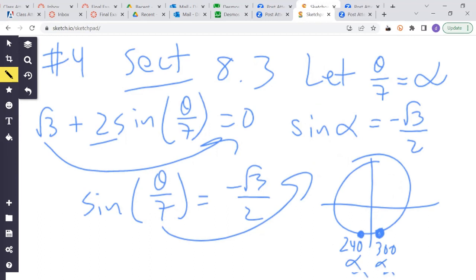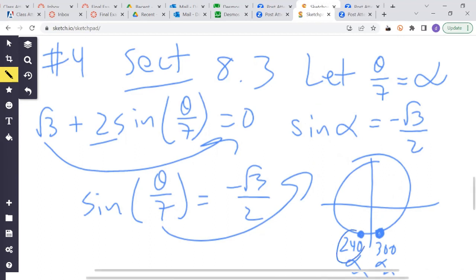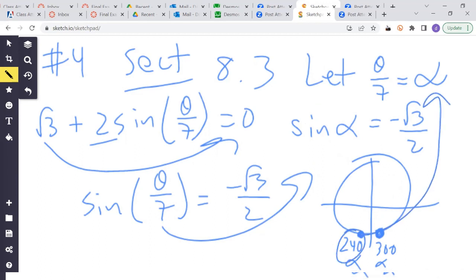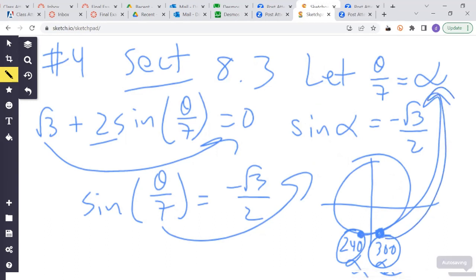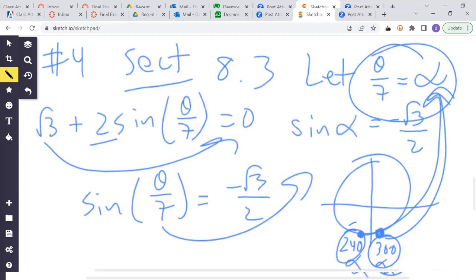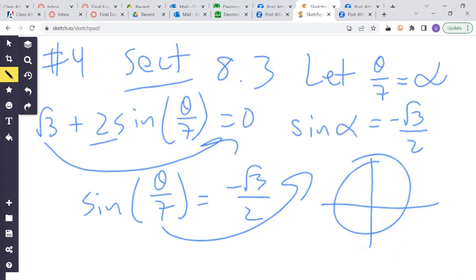So let's run with both of these possibilities. Take 240 for alpha and plug it in there. Then take 300 for alpha and plug it in there. So we have theta over 7 equals alpha, and alpha has these two possibilities.